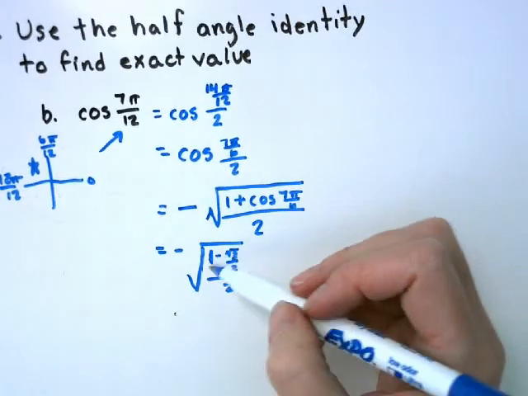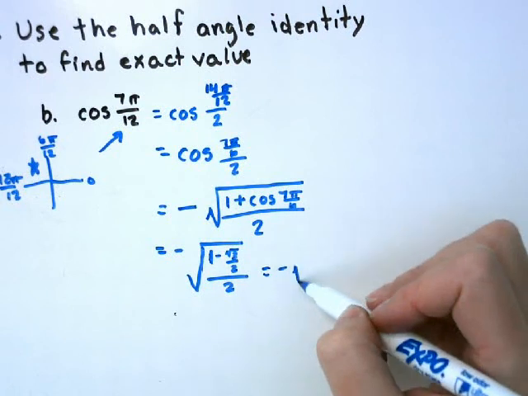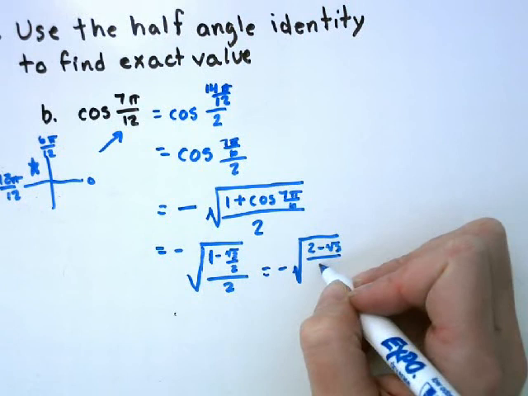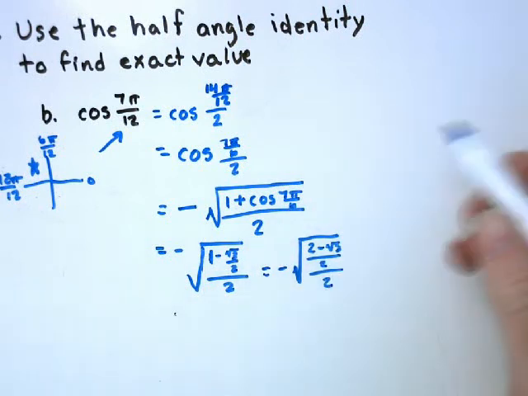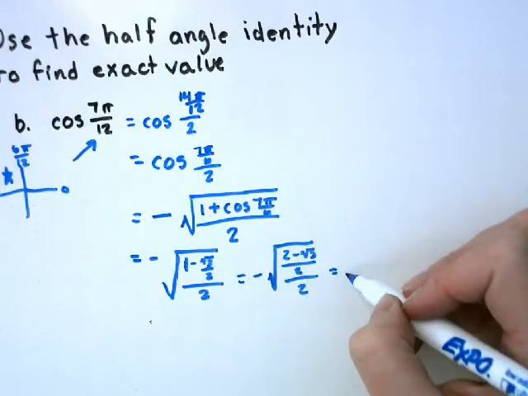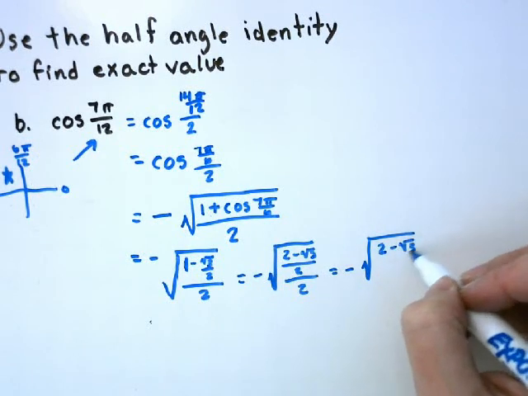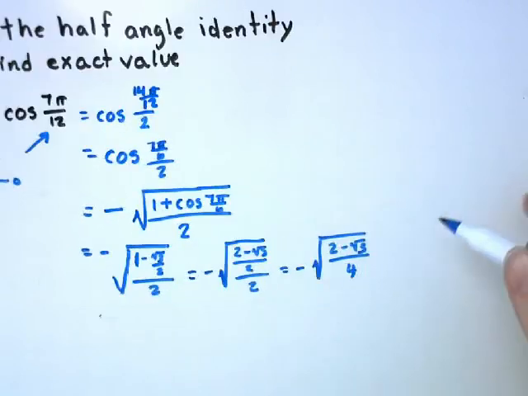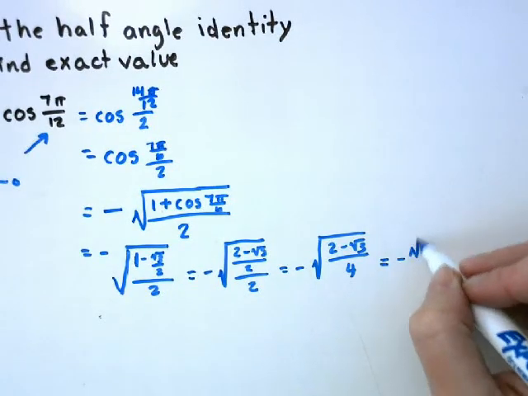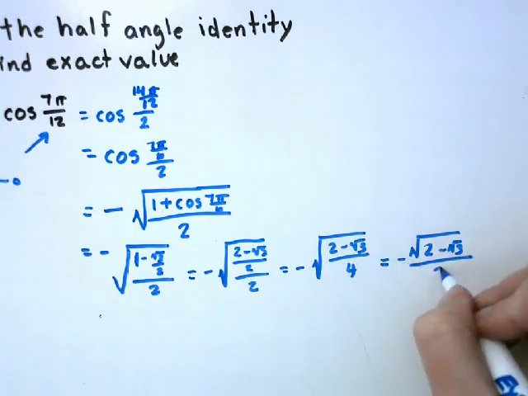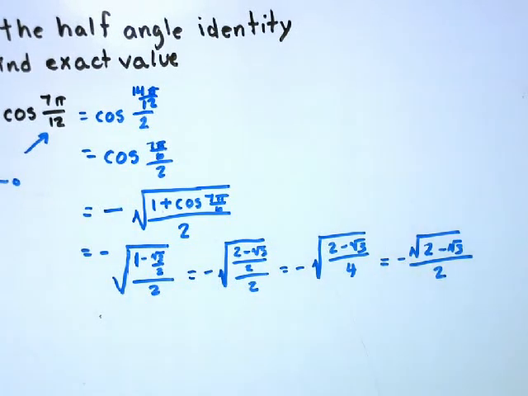Okay, so again, we're going to get the common denominator. So this will be 2 minus root 3 over 2 over 2. So this will be negative 2 minus root 3 over 4. And then we can take the square root. So negative 2 minus root 3 all over 2. So that's how we can use double angles and half angle identities.